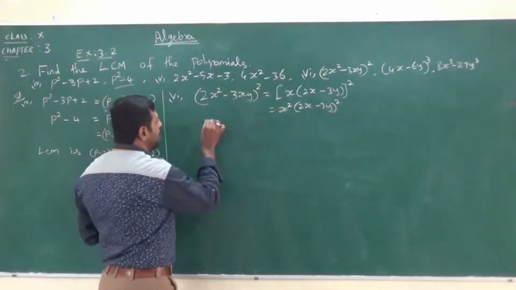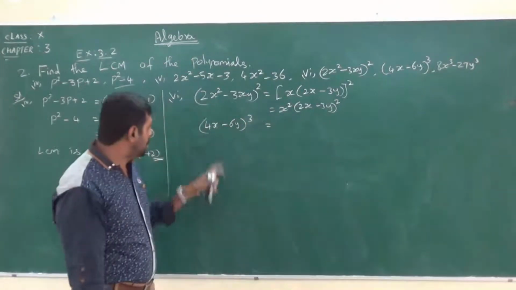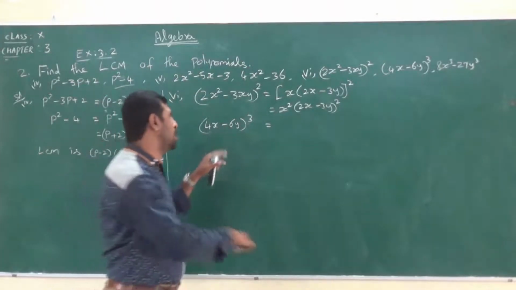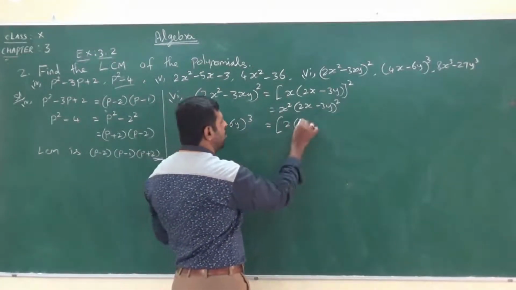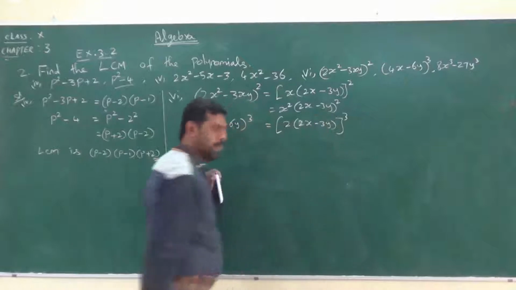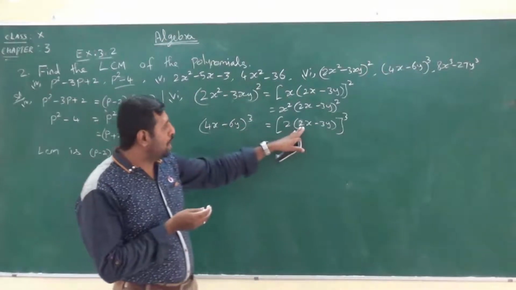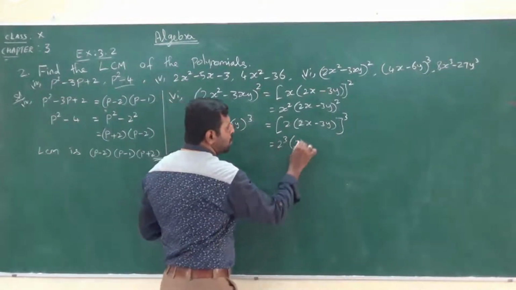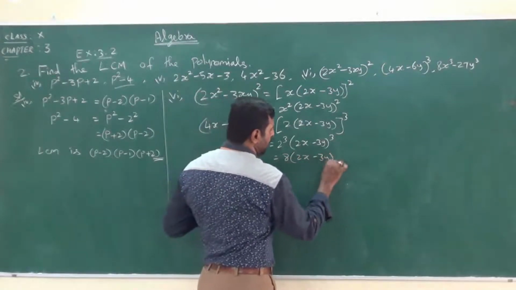Get it? And then the second one is 4x minus 6y whole cube. See here, it is a multiple of 2, right? So in this term I am going to take 2 outside the bracket. Taking 2 commonly outside, we have 2x minus 3y whole cube. Now cubing the term we get 2 cube into 2x minus 3y whole cube. 2 cube is nothing but 8, so 8 into 2x minus 3y whole cube.